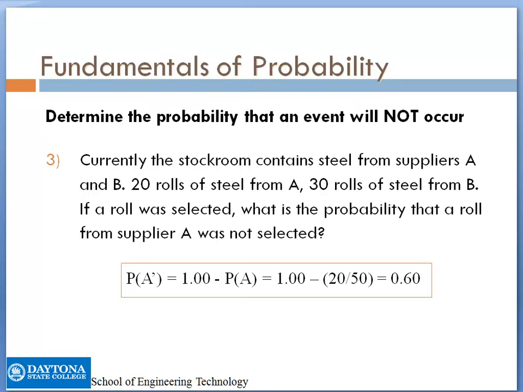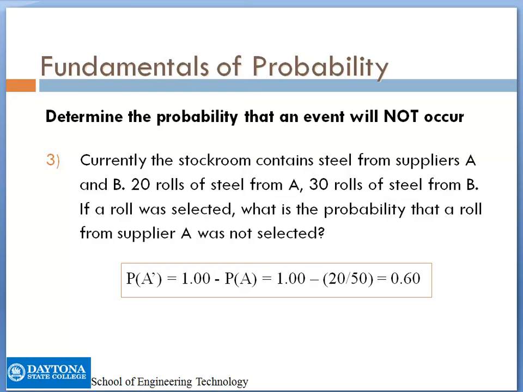Now, this is working on determining the probability that an event will not occur. Currently, the stockroom contains steel from suppliers A and B, 20 rolls of steel from supplier A, 30 rolls of steel from supplier B. If a roll was selected, what is the probability that a roll from supplier A was not selected?